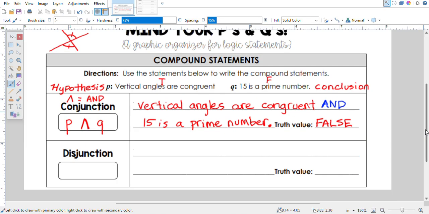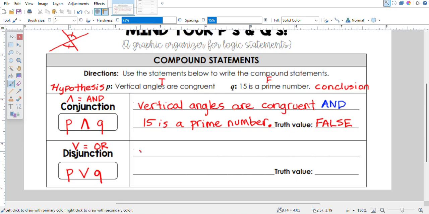A disjunction, on the other hand, is "or." And the way we say this is we can say P or Q. It kind of looks like a V. It's a little larger than that, but it is P or Q. So that is "or," which means at least one of them has to be true. In the conjunction, both had to be. In a disjunction, only one of them has to be.